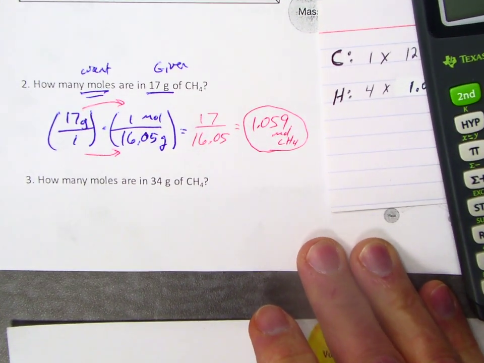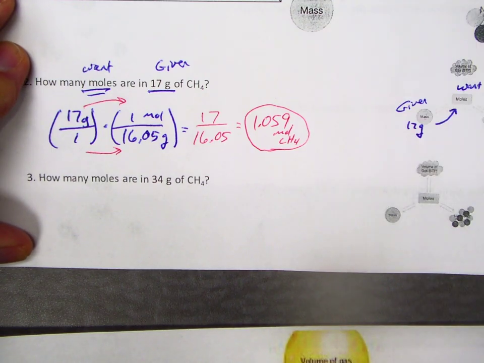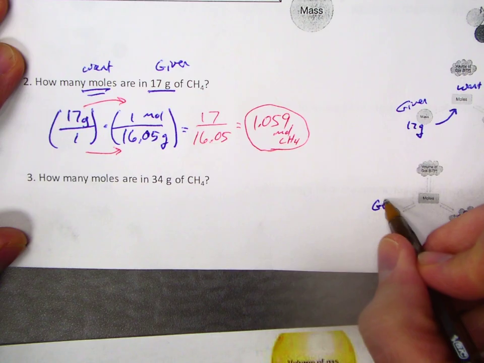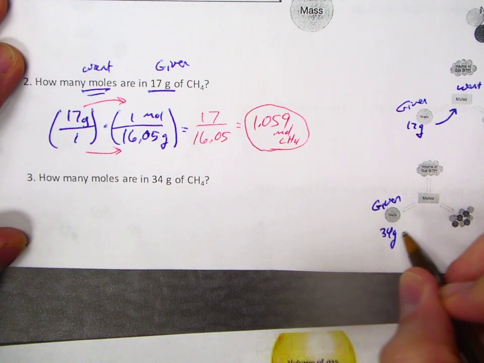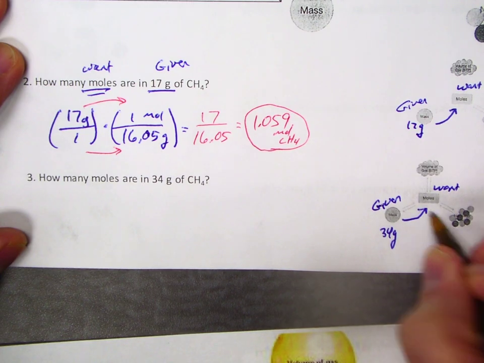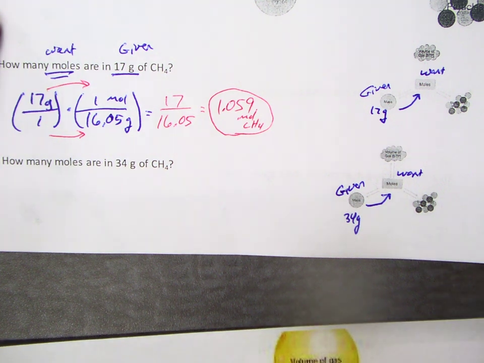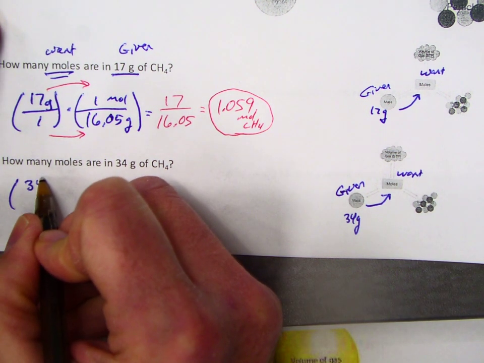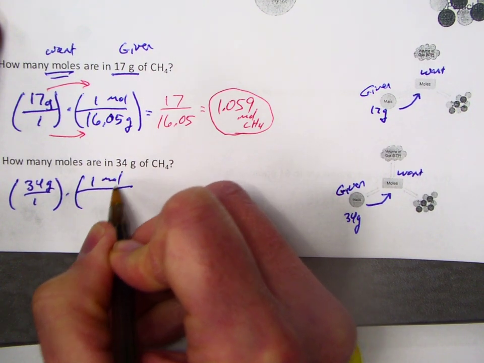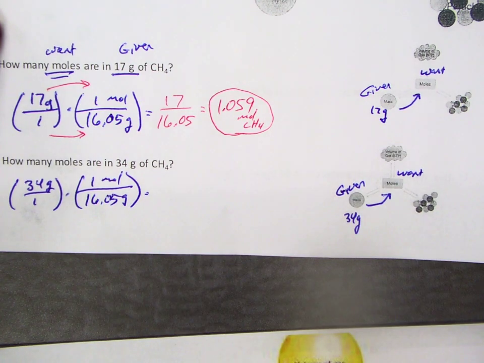Question number 3. How many moles are in 34 grams of CH4? So again, we're given a mass, 34 grams. We are looking for moles. This is what we want. So we're going to go from here to there. Again, that's how we use our mole map over here on the sides. So 34 grams per mole. Going to set this up in the same way we did up above. 16.05 grams per mole. That's the molar mass.